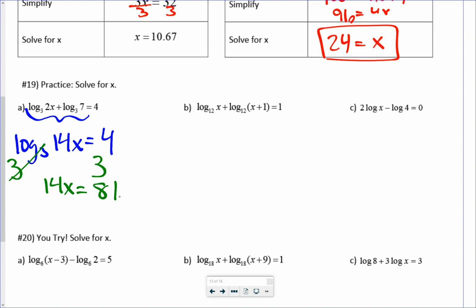All right? From here, I'm going to divide. You will get a fraction, and that's okay. 5.8-ish. Before I circle, let me double check. So I have log 3 of 2x. I have to make sure 2x doesn't give me a negative number. Is 2 times 5.8 negative? No, so we're fine. I don't even care what the number is. I just care negative or not negative. So that one would work out.